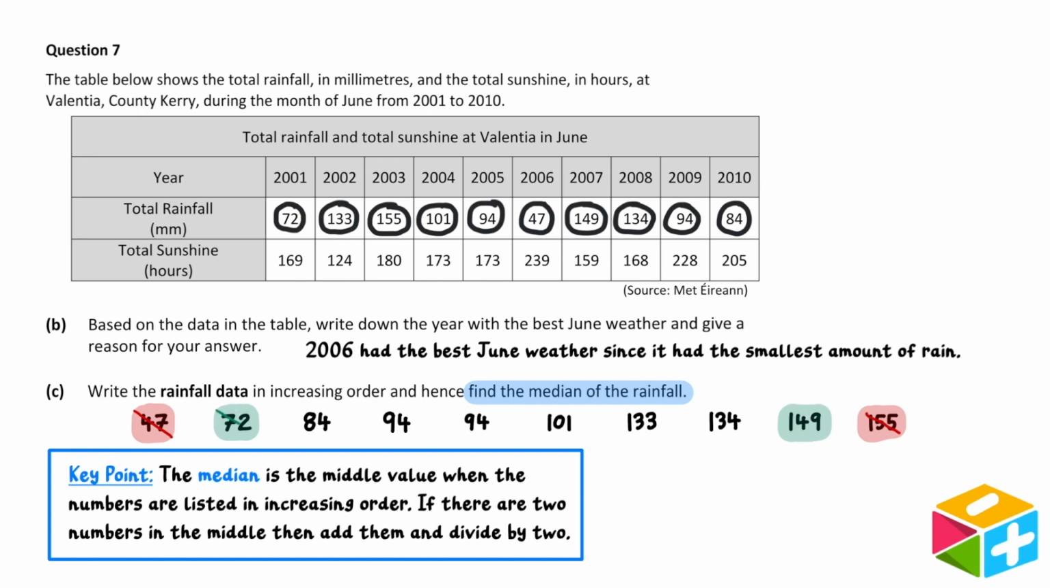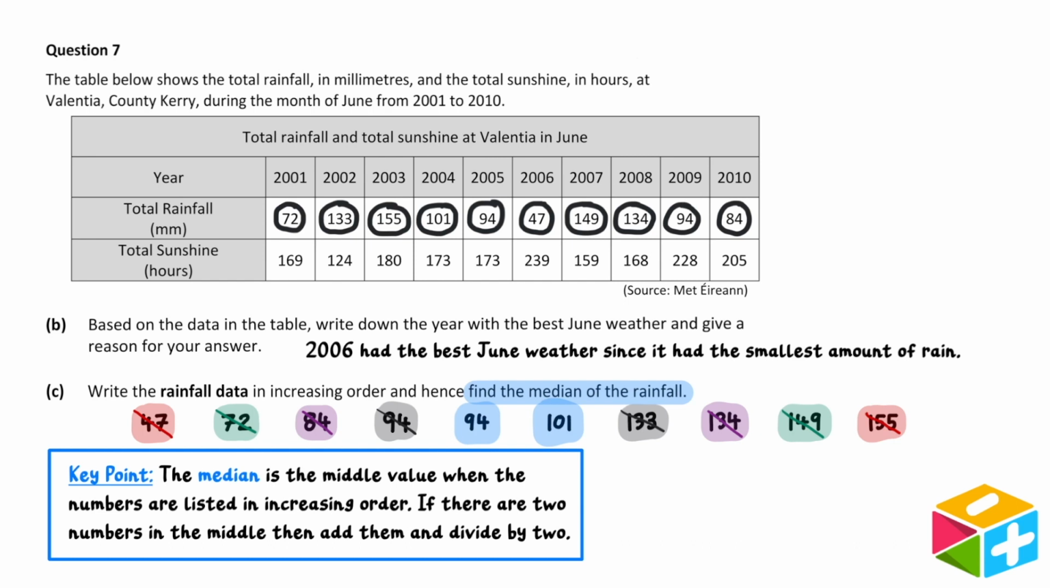Then, we cross off 72 and 149. Next, we cross off 84 and 134. And then we cross off 94 and 133. We've now reached the middle, and there's two numbers which are equally central, 94 and 101.